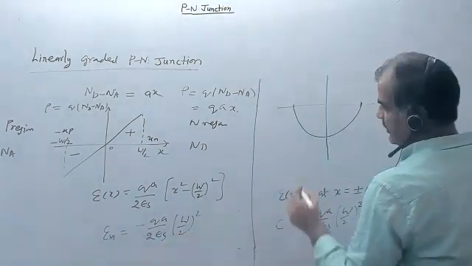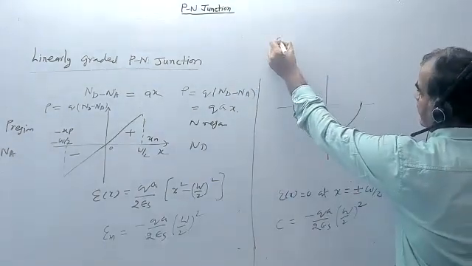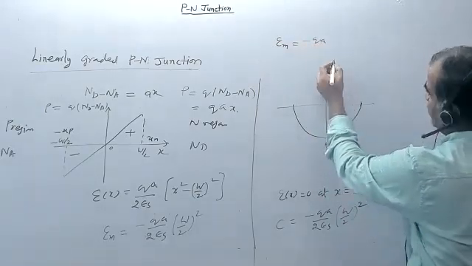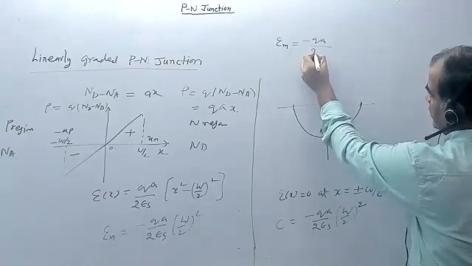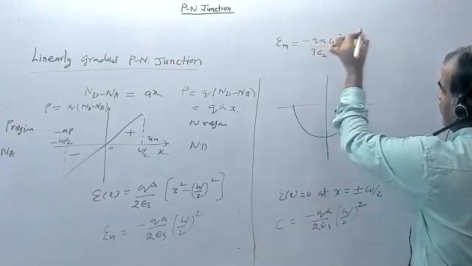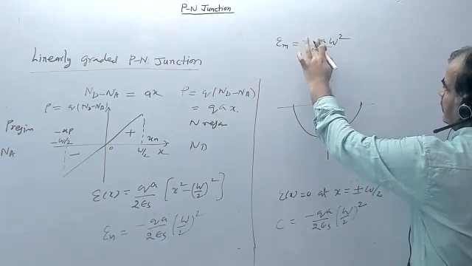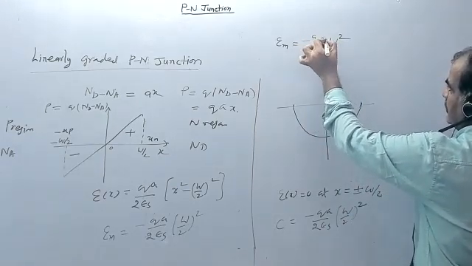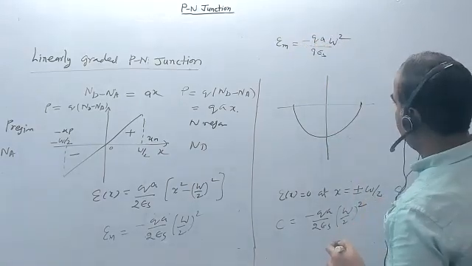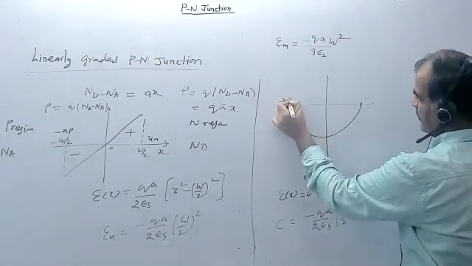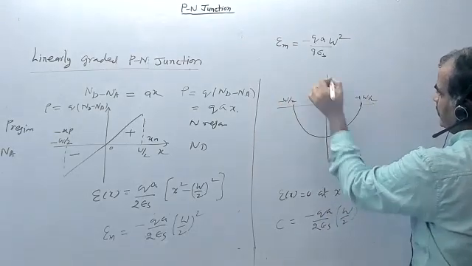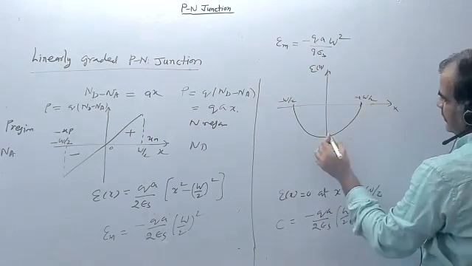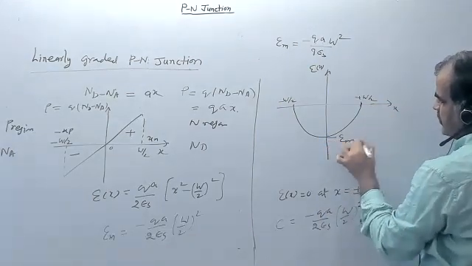Or you can write Em is equal to minus qa w square by 8 es. This is minus W/2, this plus W/2. This is your electric field as a function of x. This is the x axis, and this is my Em.